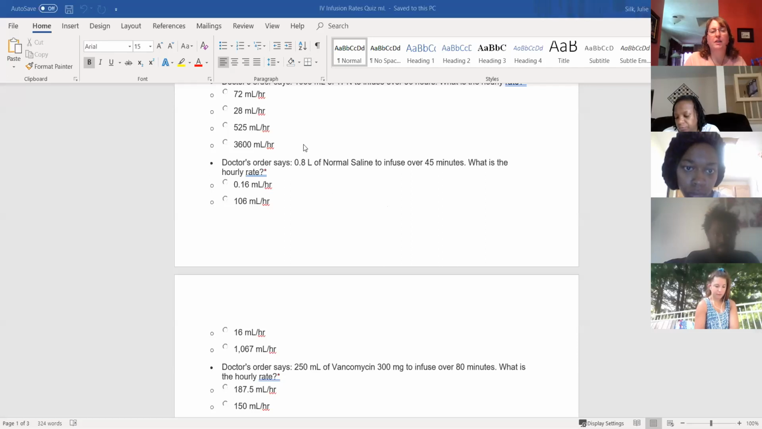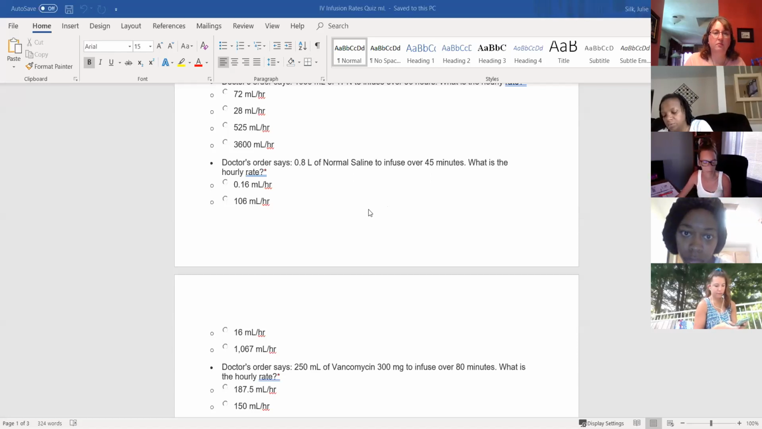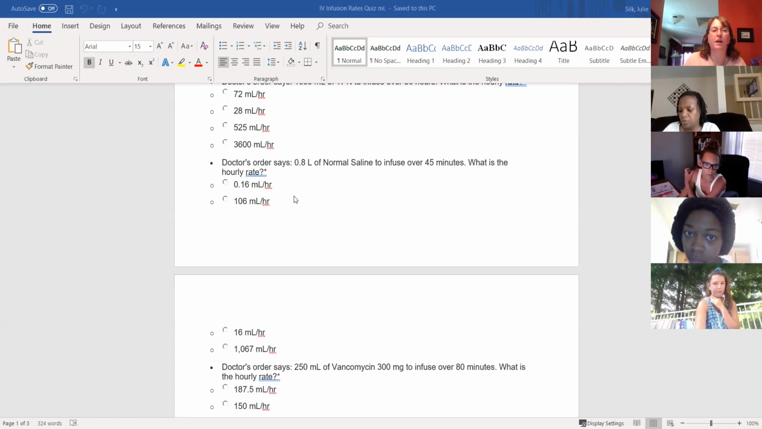So when you see anything like this where it says 0.8, how do you figure out how many milliliters that is? Times by 1,000. So what would this be in milliliters? 800. So in a way, almost think of it like a percentage. When you're looking at this, it is less than 1 liter, so it's not going to be more than 1,000.